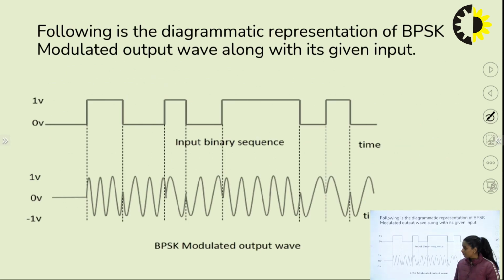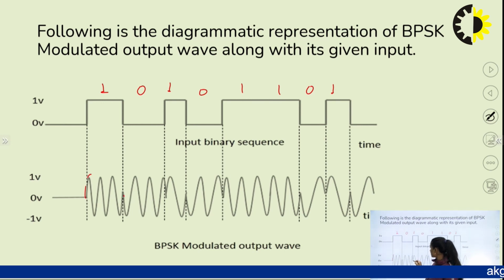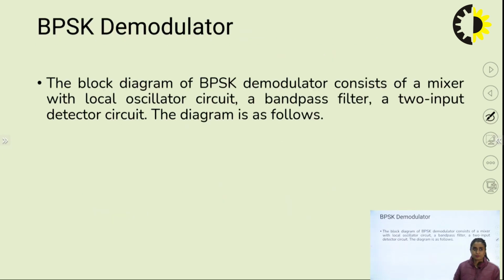So this is the waveform. This is the diagrammatic representation of the BPSK modulated output wave along with its given input. This is the binary input which we give. What we are going to observe is for bit 1 there is no phase change, and for bit 0 there is 180 degree phase reversal. This is how I may represent my BPSK modulated output waveform.